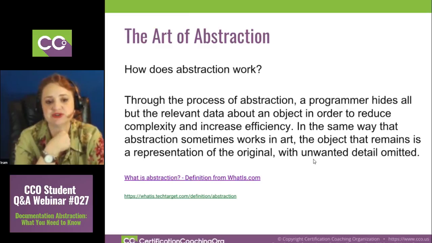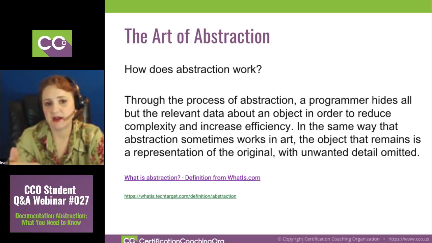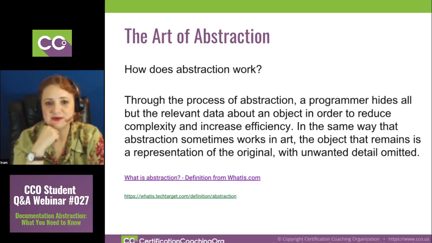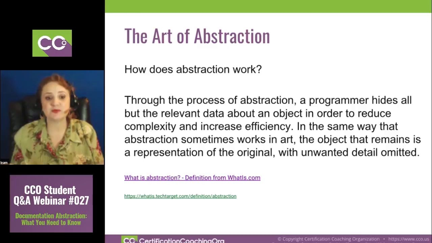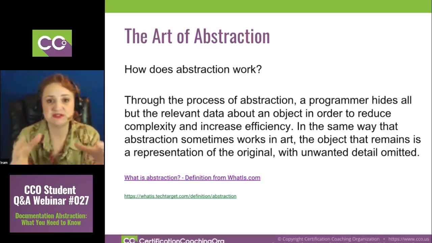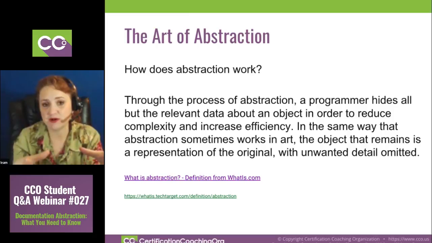definition of how abstraction works, and it actually comes from an IT background too. I looked at several ways to describe the ability to abstract content out, and the IT world, again, is the closest that I think we've come to. So through the process of abstraction, a programmer hides all but the relevant data about an object in order to reduce complexity and increase efficiency. That's exactly what we do, right? We want to reduce the complexity of that report or whatever we're reading, and we want to be more efficient.